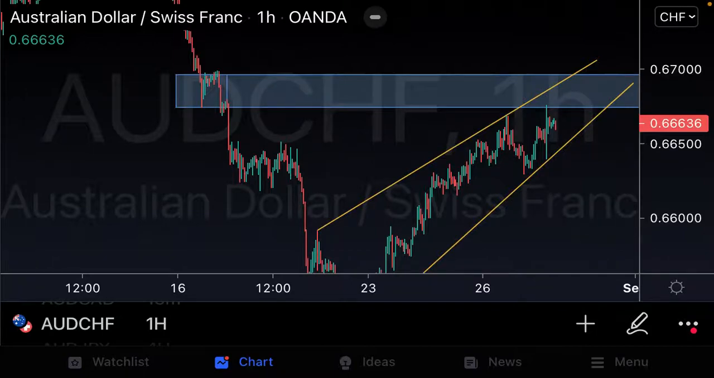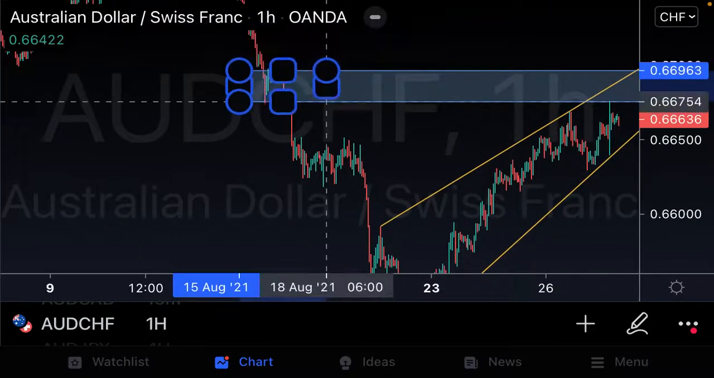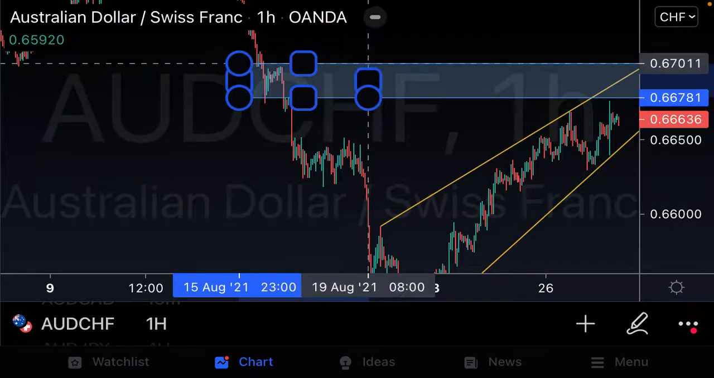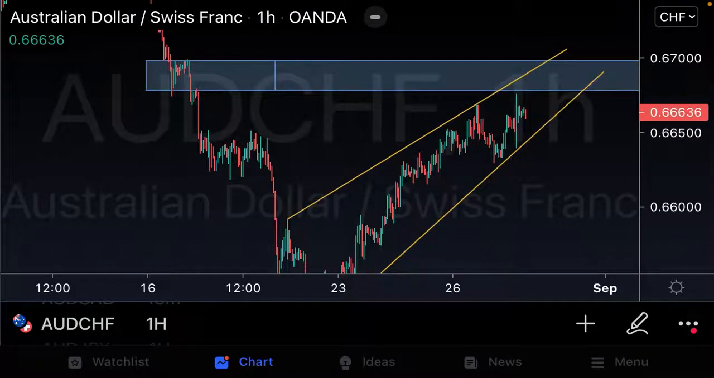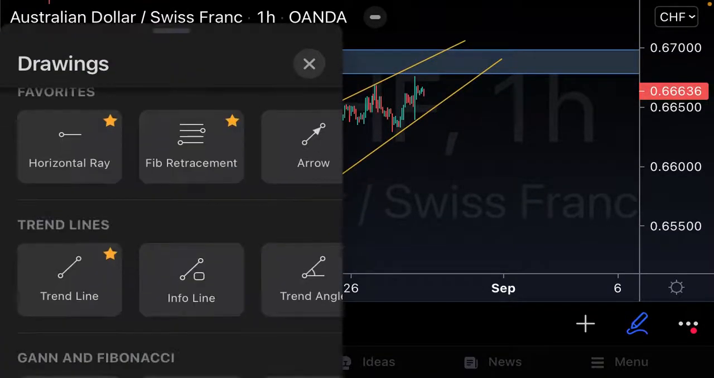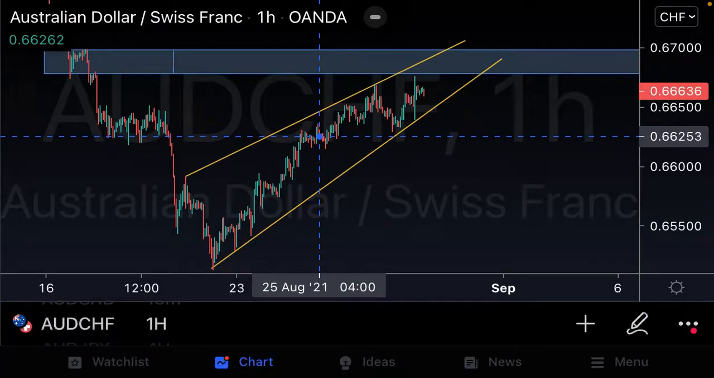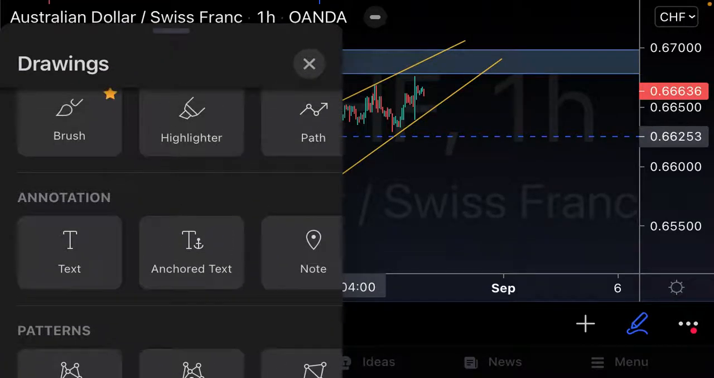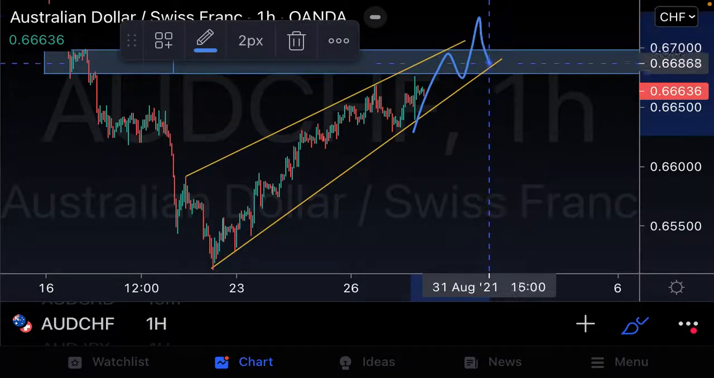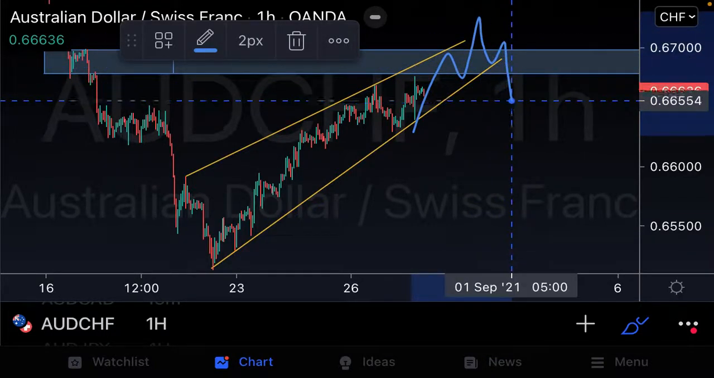So now that we've identified the structure, guys, we're going to refine the structure just a little bit more, just so that we can be a little bit more refined with the area that we're looking at. And now we can see that we have an area of confluence. We have an area where our resistance trend line meets our area of interest, or our area where we could see some potential sell sensitivity.